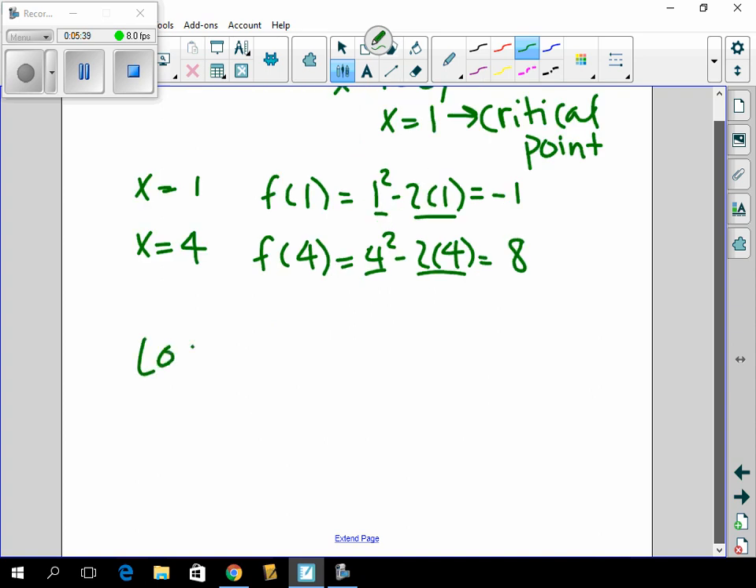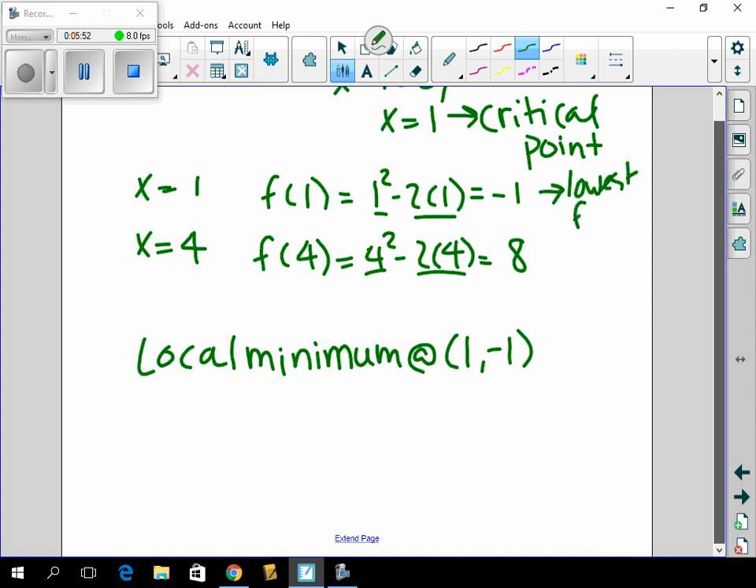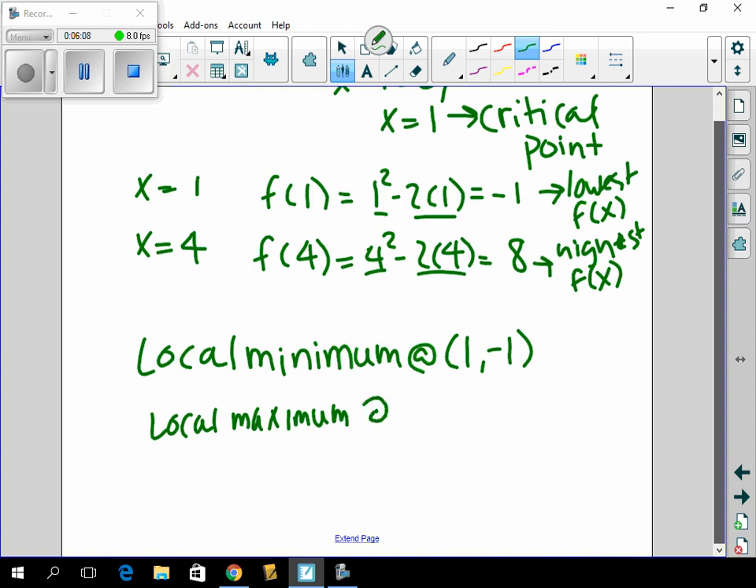And so I have a local minimum at the point 1, negative 1, because this is my lowest f of x. And then I have a max, highest f of x. So I have a local maximum at the point 4, 8.